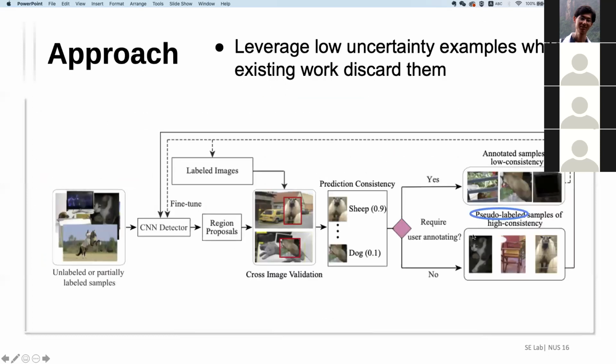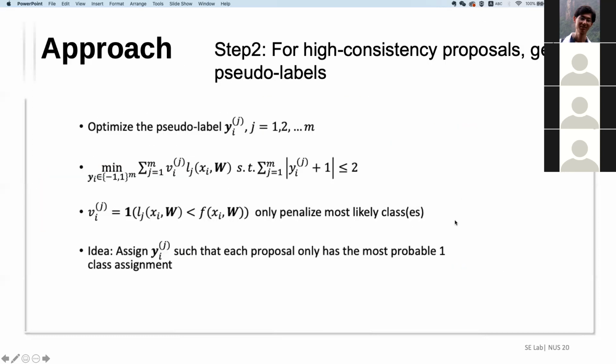Let me look at the formula again. Actually, you don't need to, because this formula looks really daunting. But the basic idea is simple. Look at the pseudo label yi. Why is it difficult? yi has a dimension of -1 to 1? It could be positive and negative.